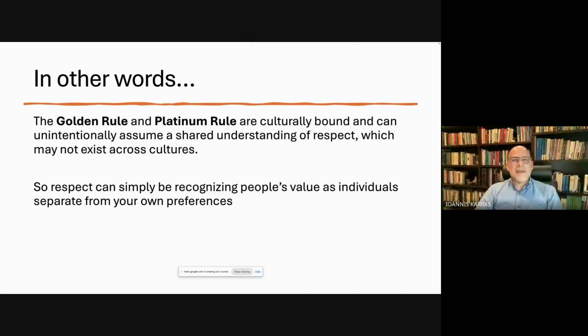And I think we have to conclude that both these rules, the golden and the platinum, are culturally bound, and we can unintentionally assume a shared understanding of respect, which may not exist across cultures. So the way I understand respect might be completely different compared to the way you understand respect. So respect can simply be, if I want to put it simply, because then the question becomes, so what is respect? I think it's basically trying to recognize people's value as individuals, separate from our own preferences. So it's just valuing individuals for who they are, if we want to put it in very simple terms. So respect is one of the things that we need to cultivate if we're going to take an intercultural approach in our teaching.